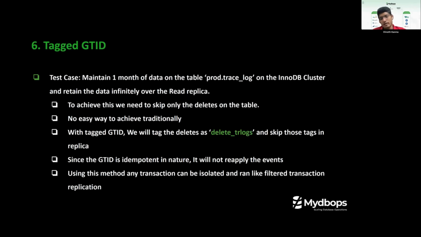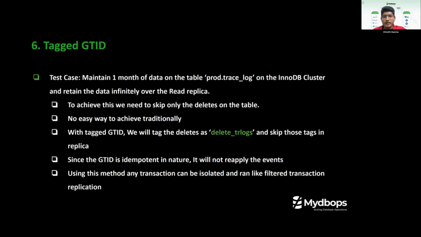So let's take a test case. We want to maintain 1 month of data on a table prod.tracelog on an InnoDB cluster and retain the data indefinitely on the read replica. To achieve this, we need to skip only the deletes happening on the table, and there is no easy way to achieve this traditionally. With tagged GTID, we can tag the deletes as delete_tr_logs and skip those tags on the replica. Since GTID is idempotent in nature, it will not reapply the same events. Once you mark the tag as applied on the replica, it is not going to apply those deletes.